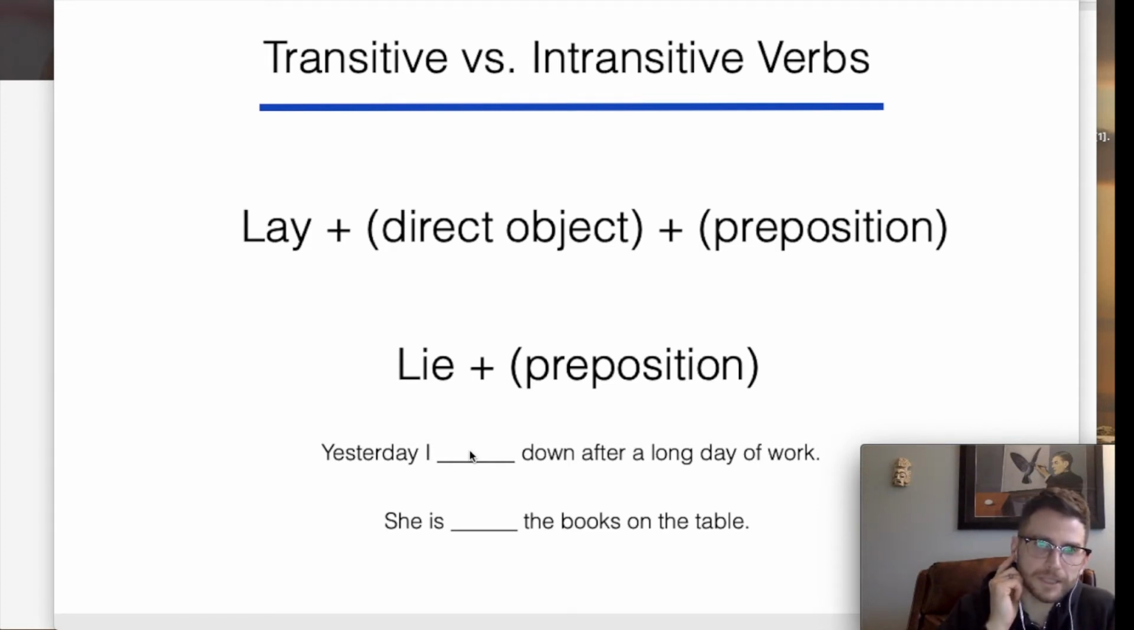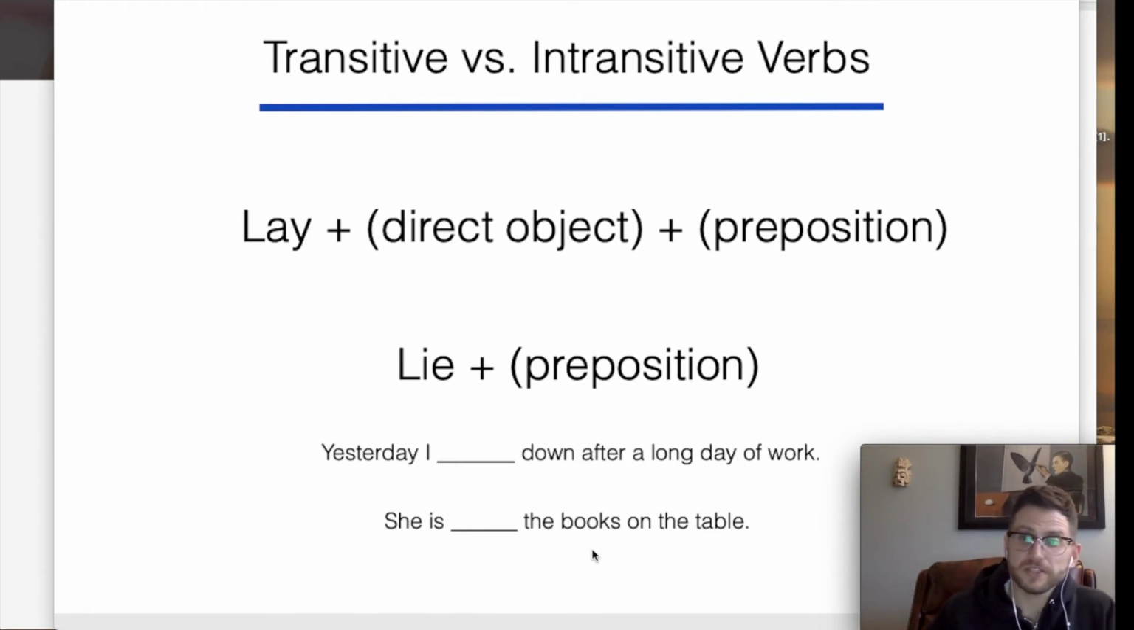She is blank the books on the table. Okay, don't worry about how we conjugate. Do we need transitive? Do we need intransitive? We'll look, the blank is the space for our verb, and what follows that verb is an object. Okay, the books in this case.